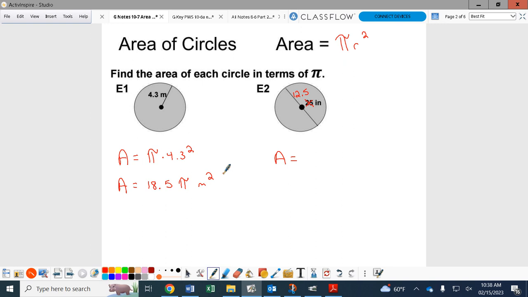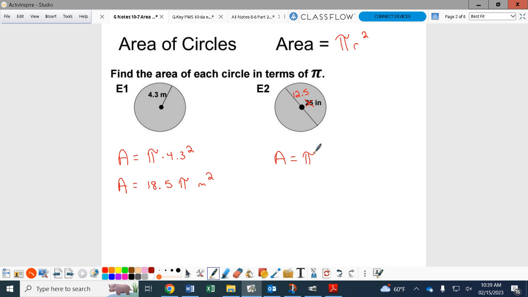Guys, 18.5 is not really 18.5 when you've got the pi symbol behind it. 18.5 pi is really approximately 58.09. That is not really 18.5. It's 18.5 times 3.14, but we leave it with the pi symbol so it's more exact. Okay, let's do the next one.